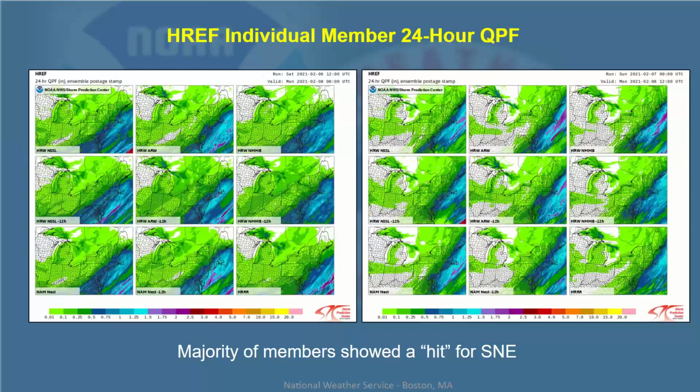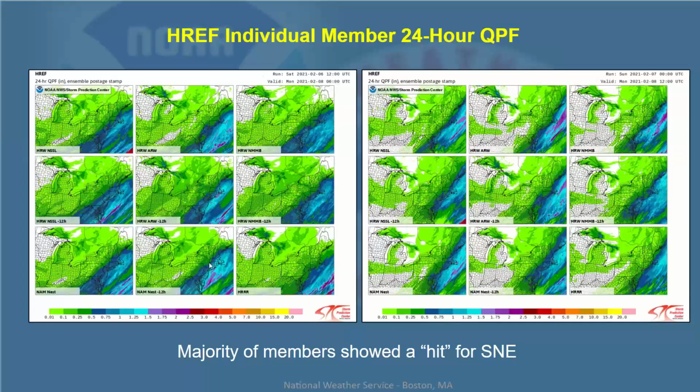Now, there's different members here. Some of these members can be, at times, a little too heavy with their precipitation, depending on the scenarios, and that's where forecasters have to come in and look at all the data. But you could see they all hit the I-95 corridor fairly hard. Some of them actually hit areas even into southern New Hampshire quite hard, which didn't really happen. And all those members were further southeast.